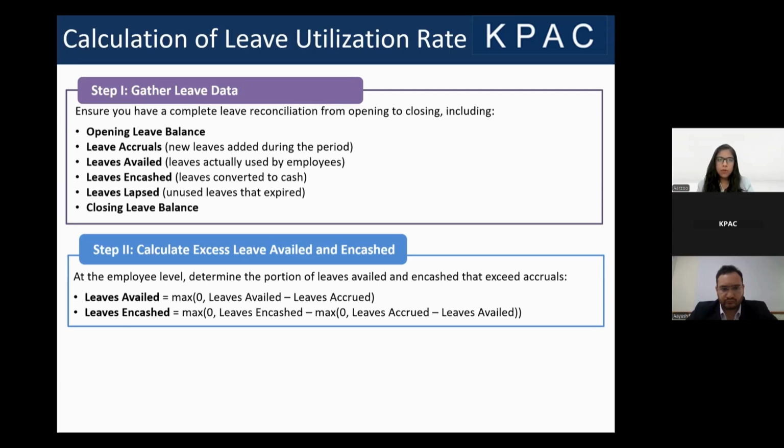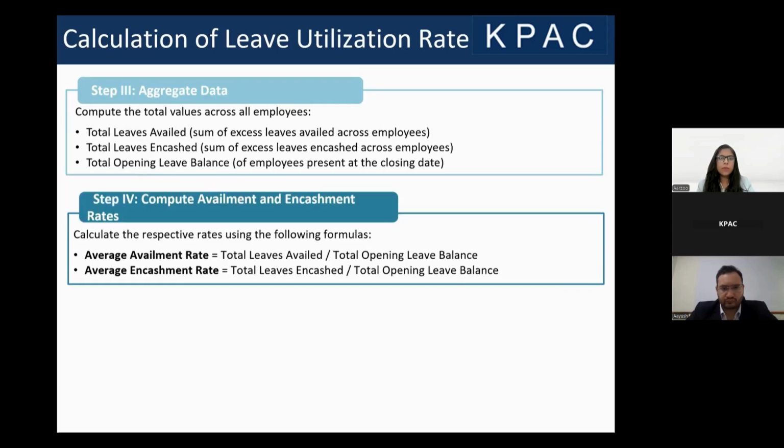Similarly, we have used a formula for leave encashed. You can see on the screen. This formula also ensures that only encashments beyond current accruals are flagged. Now, by using these calculations, organizations can monitor whether employees are exceeding their leave entitlements and they can optimize their policies accordingly. Moving on to step 3 here.